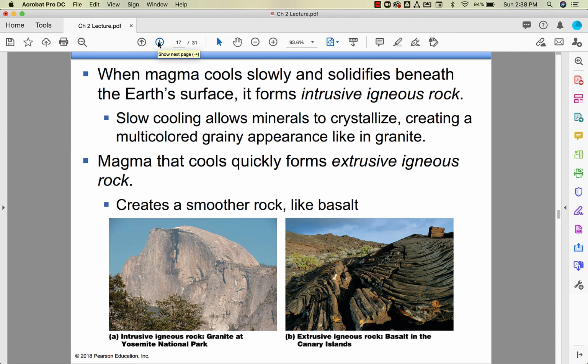Let's see what the next slide has. There's intrusive and extrusive igneous rock. Sorry about the delay. That's Yosemite, and then basalt. It's ropey. It's kind of cool.